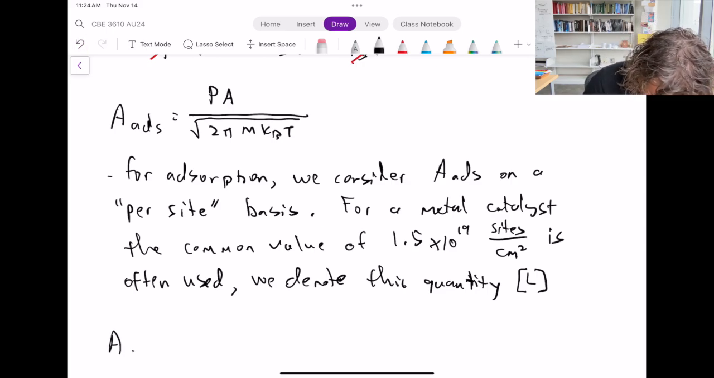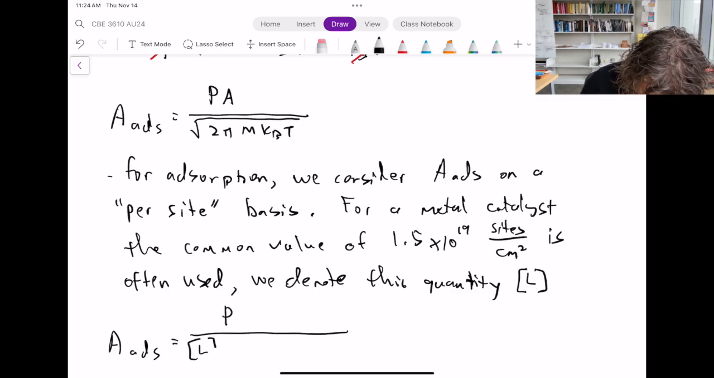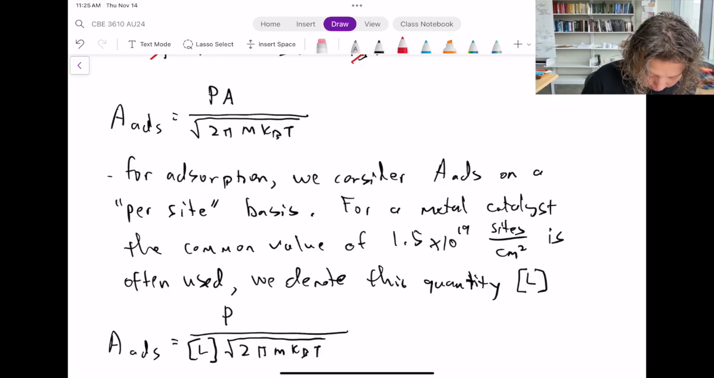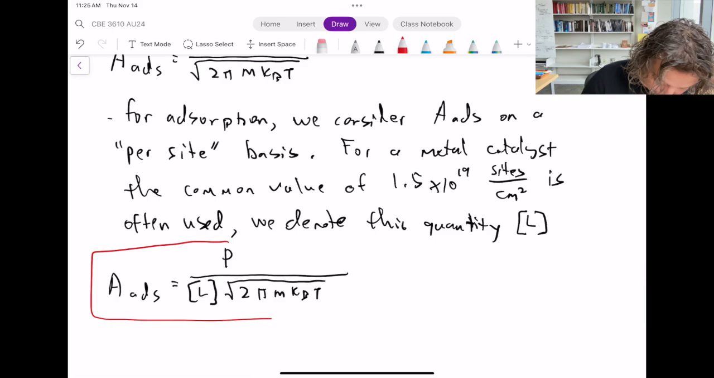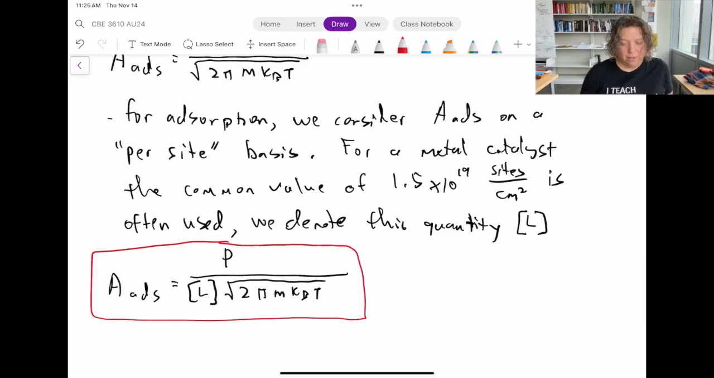If we do this, we would say A_ads is equal to P divided by this L quantity. That puts my area back in the numerator where it needs to be, 2 pi m kBT. And so that is the frequency factor for adsorption. We would arrive at this exact same quantity if we just wrote a model for an ideal gas and calculated the flux of ideal gas molecules to a two-dimensional featureless surface. And that's it. That's all we need to do. Now we can get back into frequency factors.